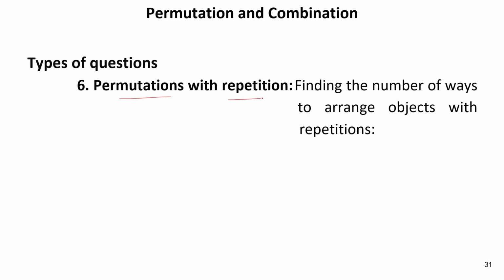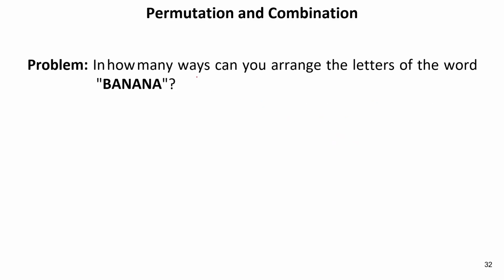So, permutations with repetition: find the number of ways to arrange objects with repetition. In how many ways can you arrange the letters of the word banana? Here you can see the number of letters is 1, 2, 3, 4, 5, 6. So 6 letters are there, right? And how many are repeated there? A is repeated, N is repeated, right?